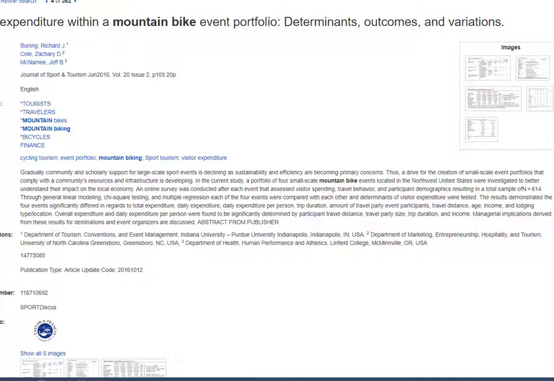And then looking at it, they did an online survey conducted after each event to assess visitor spending, travel behavior, and participant demographics. When you are looking at a niche product or a niche activity like mountain biking, finding participant demographics can be really useful.